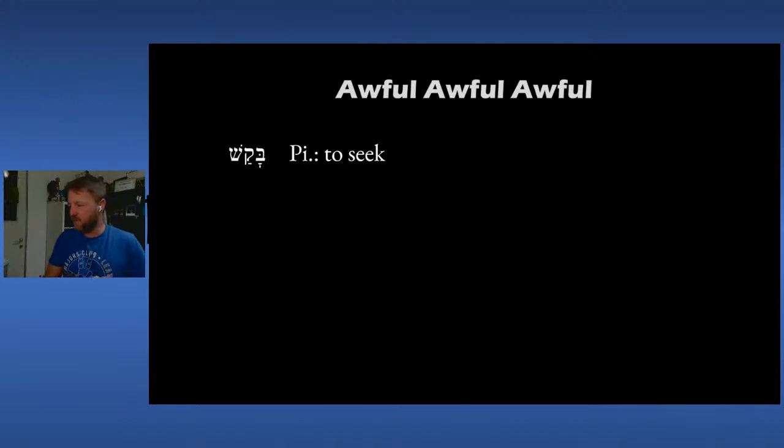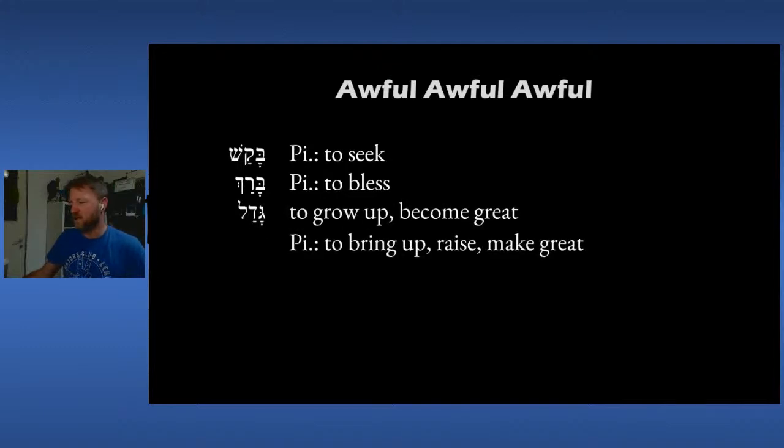This is what we see in Seow's grammar: we have the word bakash, and that bakash appears in the piel and means to seek. So that's what he says, bakash, piel, to seek. And he tells us barach, piel, to bless. And gadal, to grow up or become great, means, if there's nothing in front of it, that it's kal, and in the piel means to bring up, to raise, to make great.